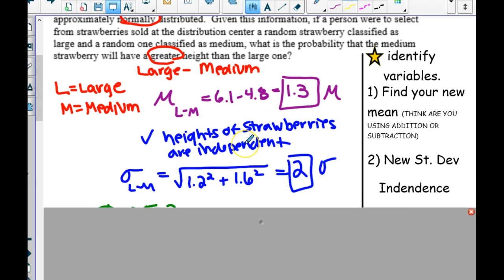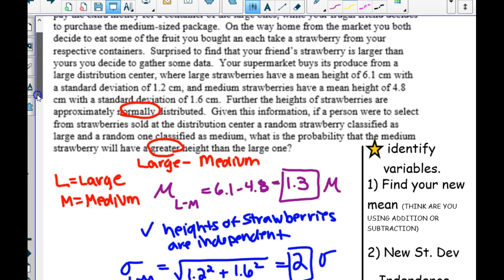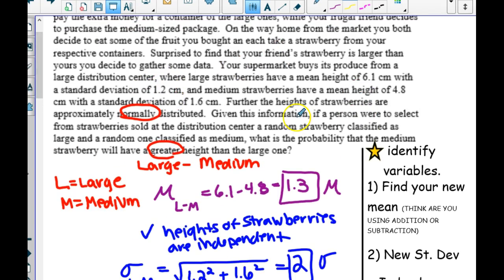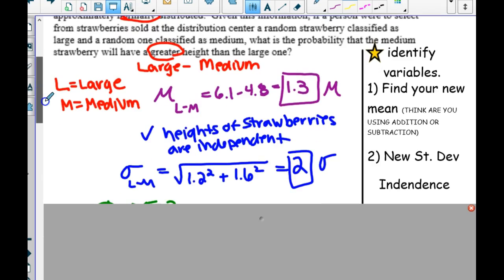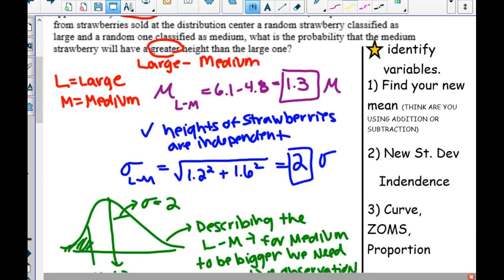Heights of strawberries are independent. So I take the standard deviation of the large, which says it up here, 1.2 squared. I take the standard deviation of 1.6 of the medium. I square both of them, I add them up, and I take the square root to get 2. Next, I need to draw the curve. So I have my mean of 1.3 there in the center, and the standard deviation of 2.